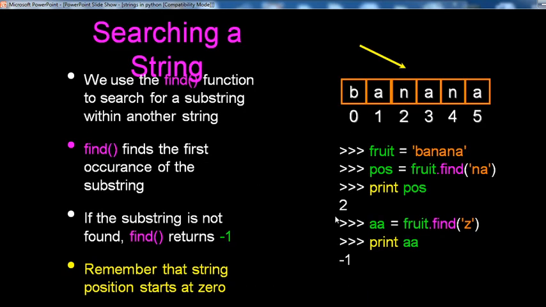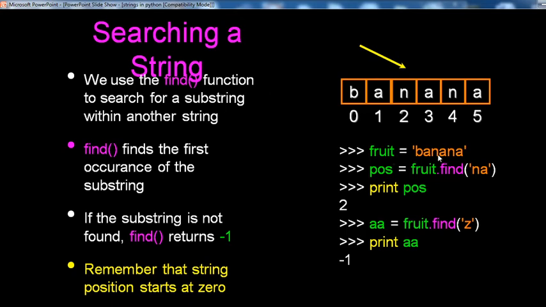Now see, searching a string. We use the find function to search for a substring within another string. Using the string find function, you can search for a substring within another string, that is, find the first occurrence of the substring. If the substring is not found, find returns -1. Remember that string positions start at 0. That is important.